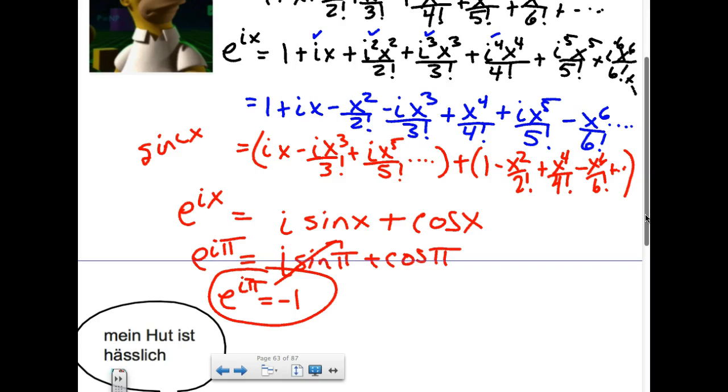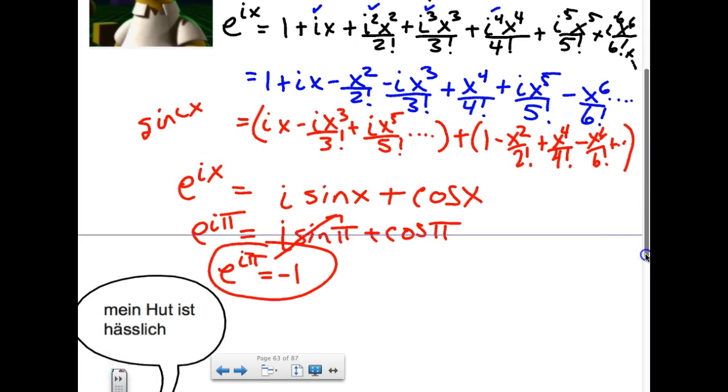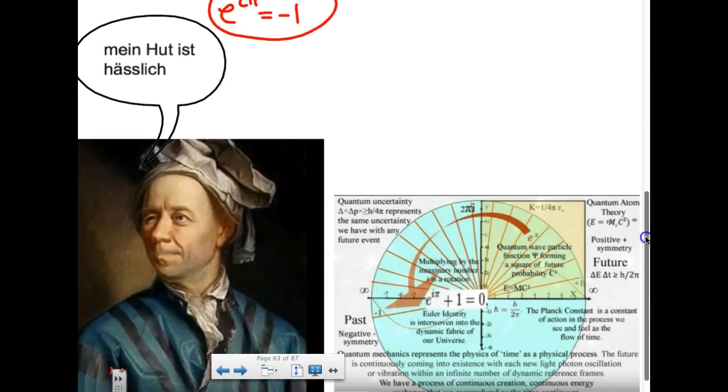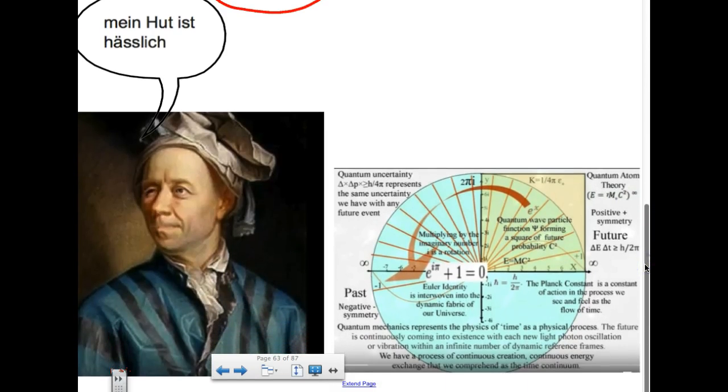Ah, goddang leash. I'm caught in my leash. All right, anyway. Oh, sorry. So, mein Hut ist hässlich. Do you know what that means? What is it? My hat is what? Yes. So that's Euler.